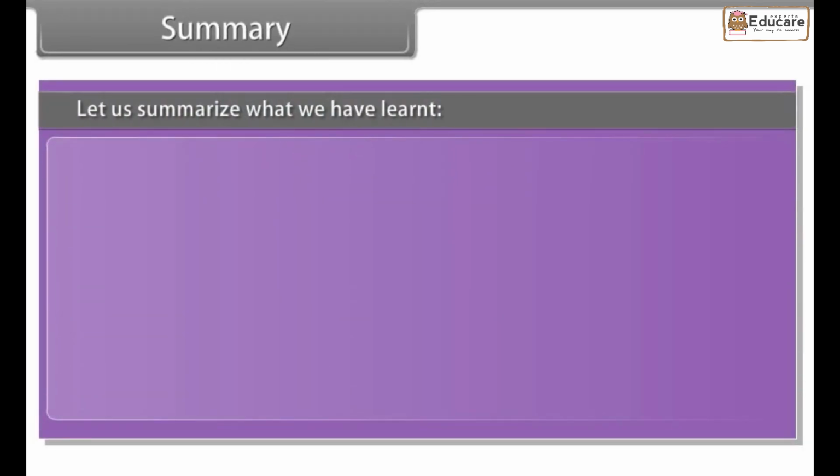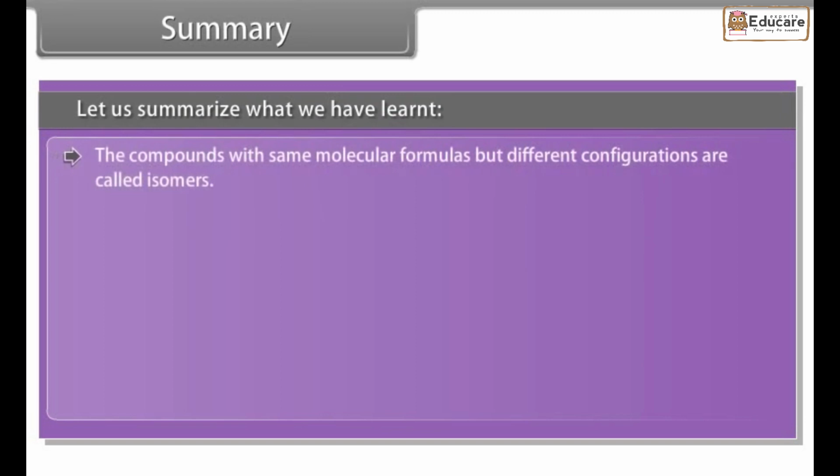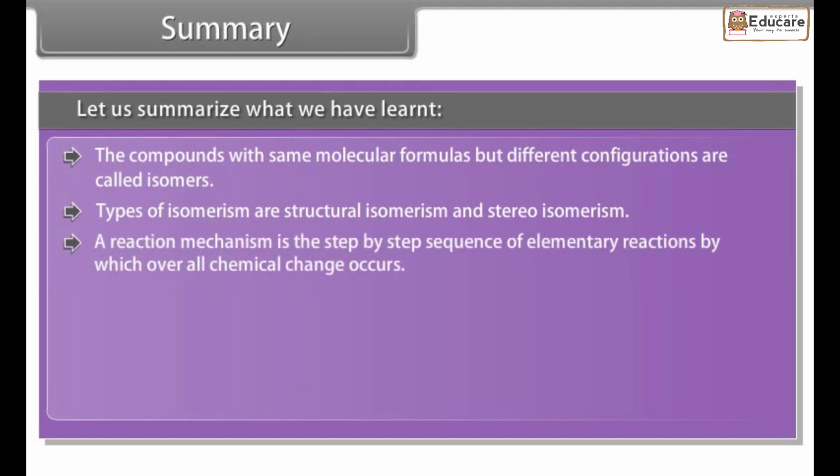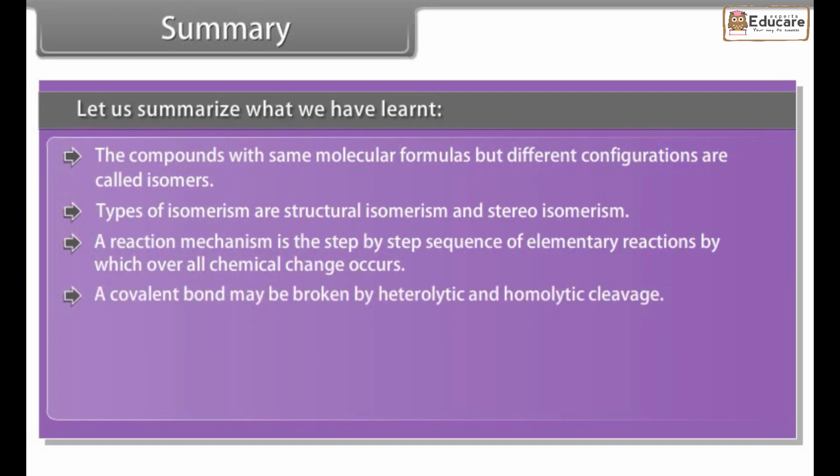Summary. Let us summarize what we have learnt. The compounds with the same molecular formulas but different configurations are called isomers. Types of isomerism are structural isomerism and stereoisomerism. A reaction mechanism is the step-by-step sequence of elementary reactions by which overall chemical change occurs. A covalent bond may be broken by heterolytic and homolytic cleavage.